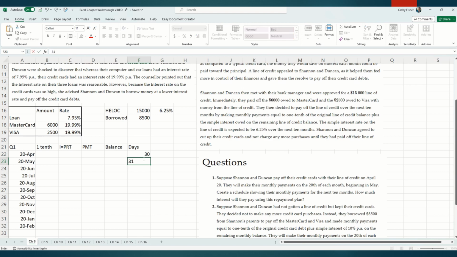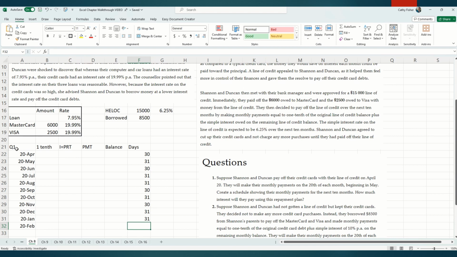So 30 days has April, 30 days has September, so we know that September is 30. June and November, they all have 30. The rest of them have 31. Should know this off by heart, but December has 31. January has 31. And then February, because we're going to be paying it off in February, we're not too worried about February. So this is where we start.